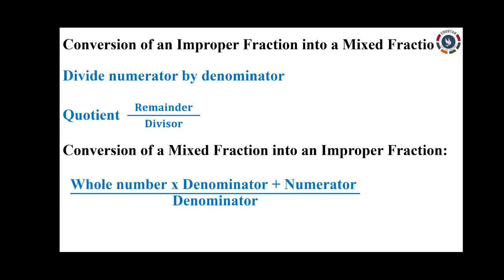To convert a mixed fraction into an improper fraction, with the whole number we have to multiply the denominator and then add the numerator. Now what we get is the numerator, and the denominator is the same. Like this only, we have to convert a mixed fraction into an improper fraction.